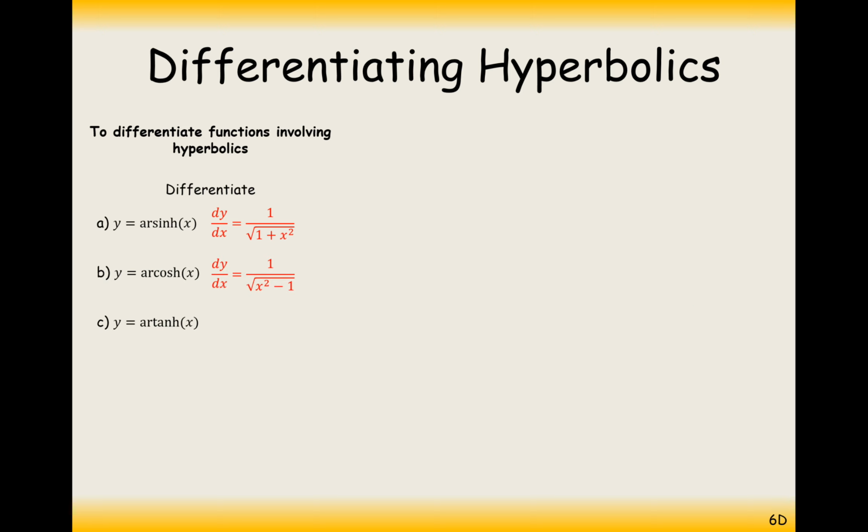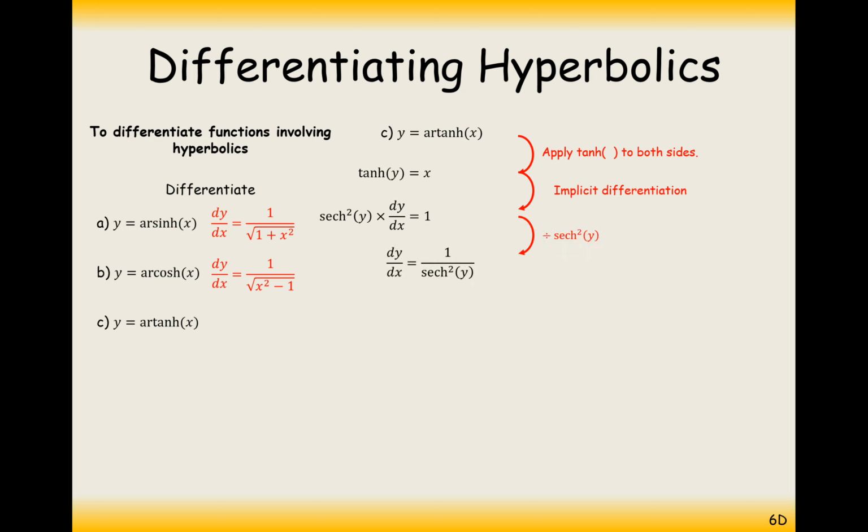So there we are, and the tanh one would be very similar, so we'll need to tanh both sides. Then we implicitly differentiate. That will be sech squared y, so sech squared y times dy by dx equals 1. Divide by that sech squared. Now we need to get sech squared back in terms of x. So we're going to somehow have to find a link between tanh squared and sech squared.